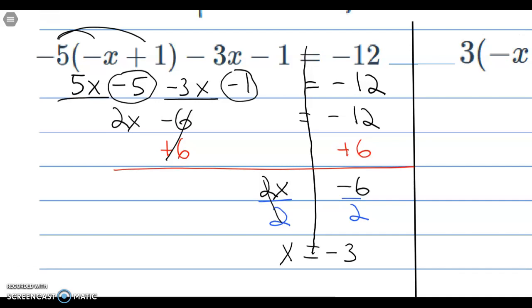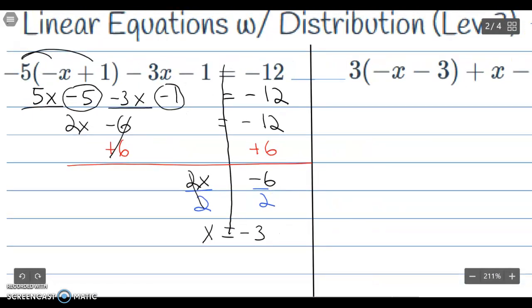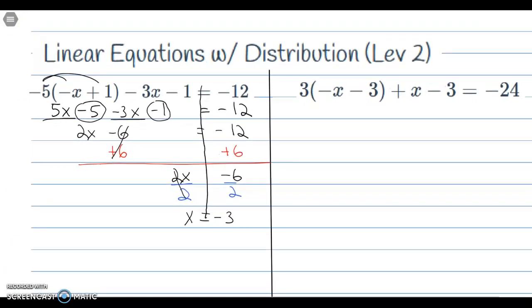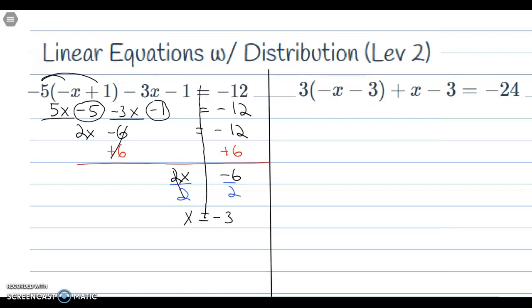So it's distribute, identify and collect like terms. Make sure you don't subtract over here unless you go across the equal sign. Add 6 on both sides. Keep simplifying and isolate that x. All right, go ahead and pause the video here and see if you can solve this one.